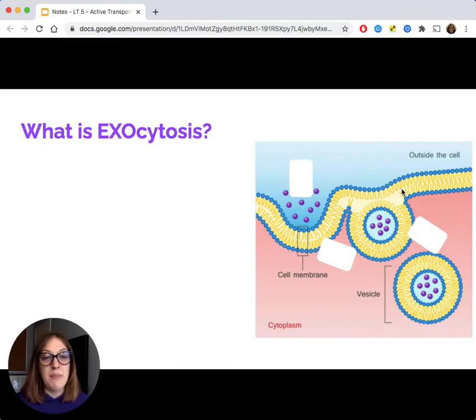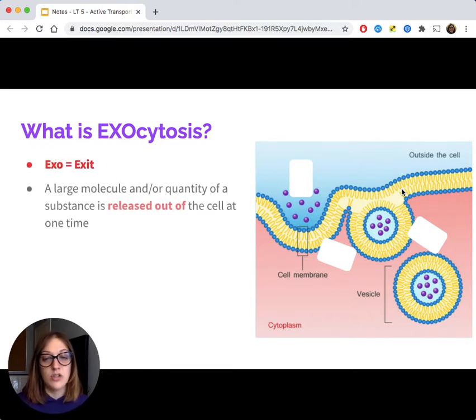Exocytosis is the opposite. It's the exiting or release of large molecules or large quantities of a substance out of the cell at one time. So maybe this is a hormone being produced by your pituitary gland, and maybe that pituitary gland cell is creating a ton of hormones and needs to push it all out at one time into the bloodstream.